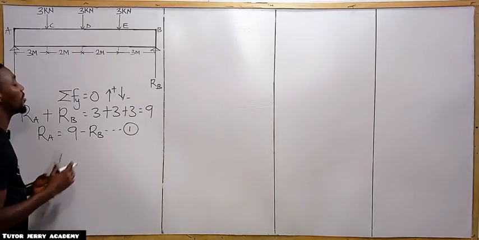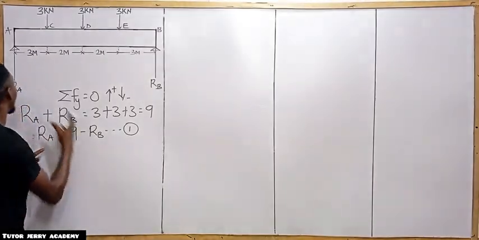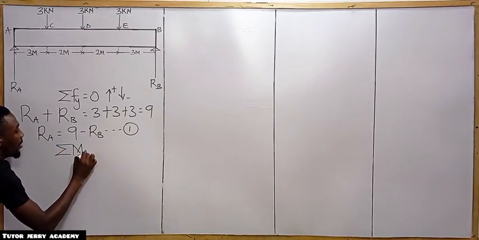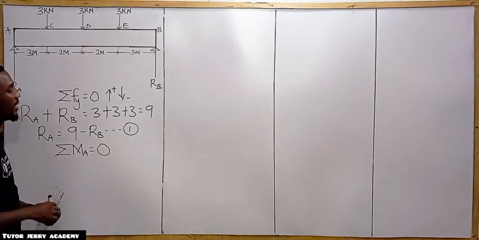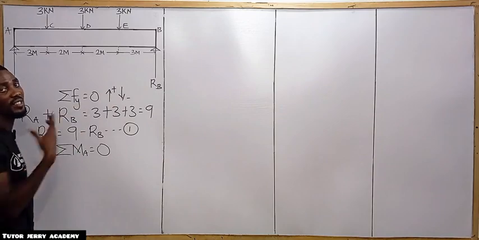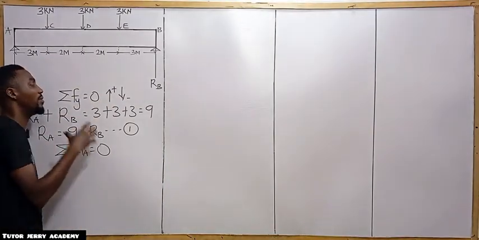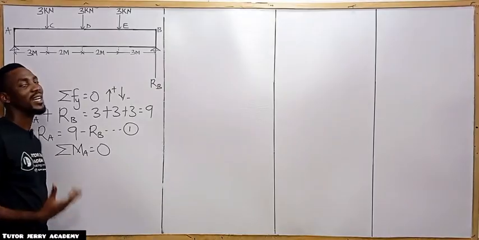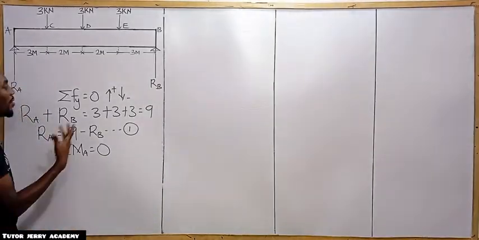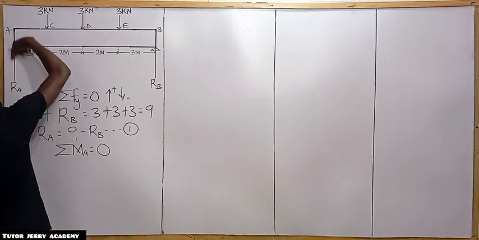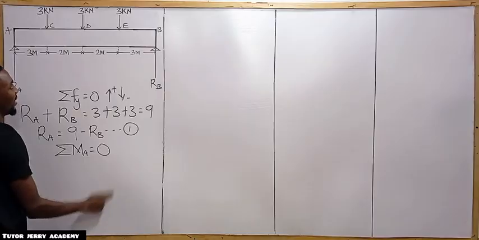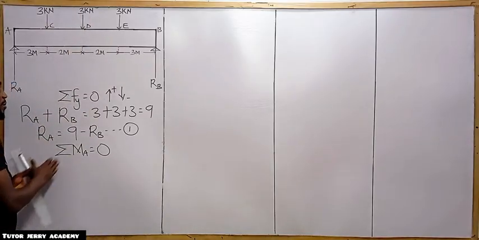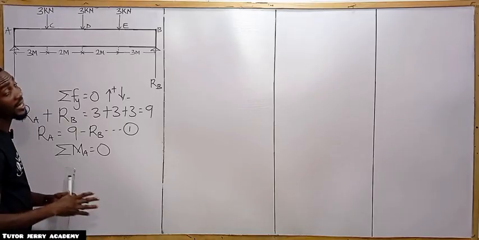The next thing we are going to do is take the sum of moments about point A, which should be equal to 0. Our condition still remains the same: upward force positive, downward force negative. It means the moment produced by the upward force should be positive and the moment produced by the downward force should be negative. Our upward force is going in an anti-clockwise direction, while all our downward forces are going in a clockwise direction. It shows that anti-clockwise moment is positive while clockwise moment is negative.